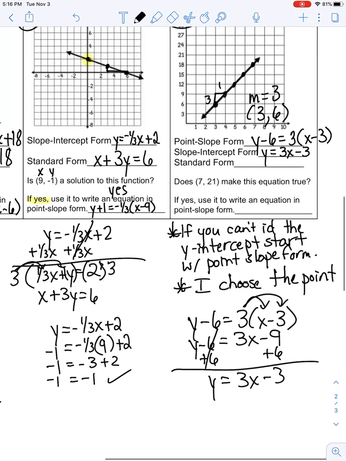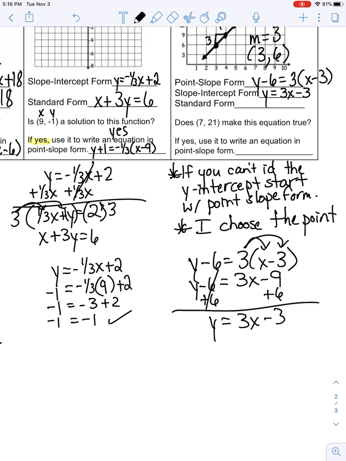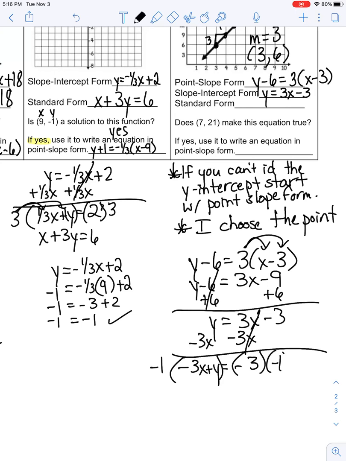And now I'm going to take that equation and go to standard form. So to do that, I subtract 3x from both sides. So I get negative 3x plus y equals negative 3. Is that in standard form? No, we can't have a negative leading coefficient. So we're going to multiply both sides, or everything, by negative 1. All that does is change all the signs. So 3x minus y equals 3. Now it's in standard form. 3x minus y equals 3.